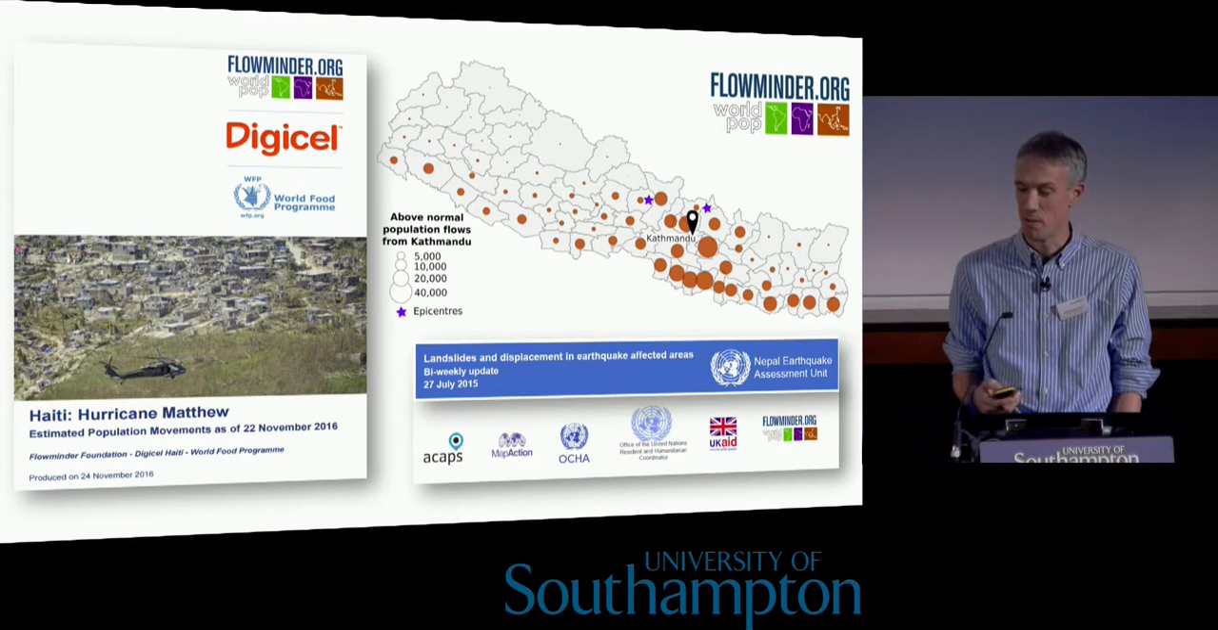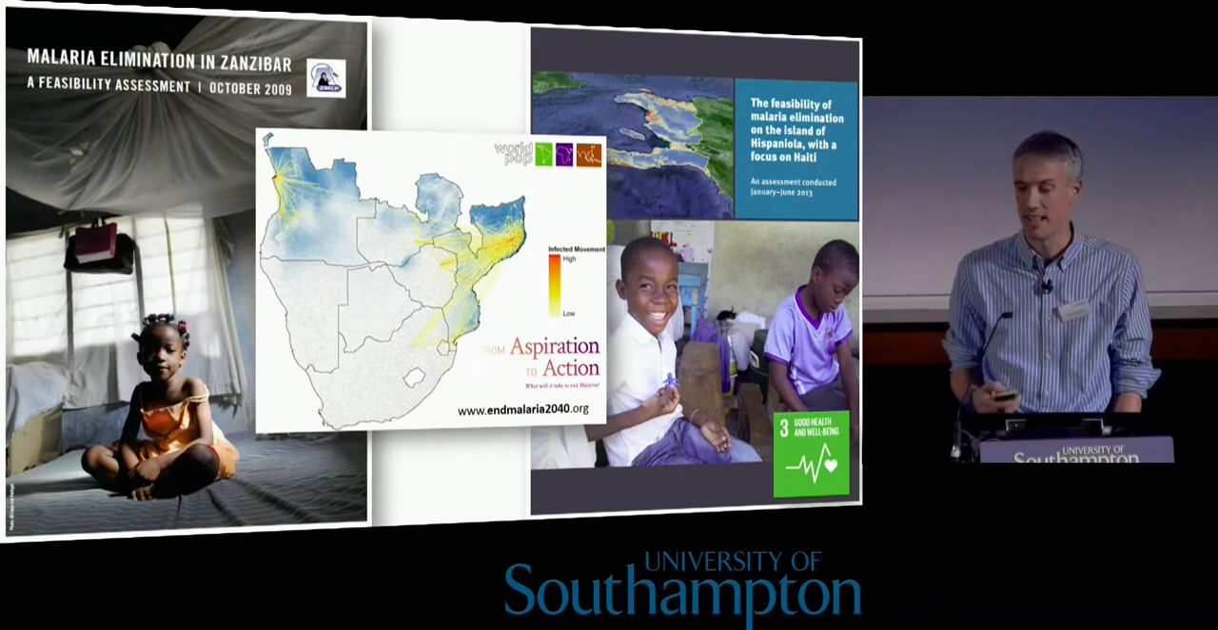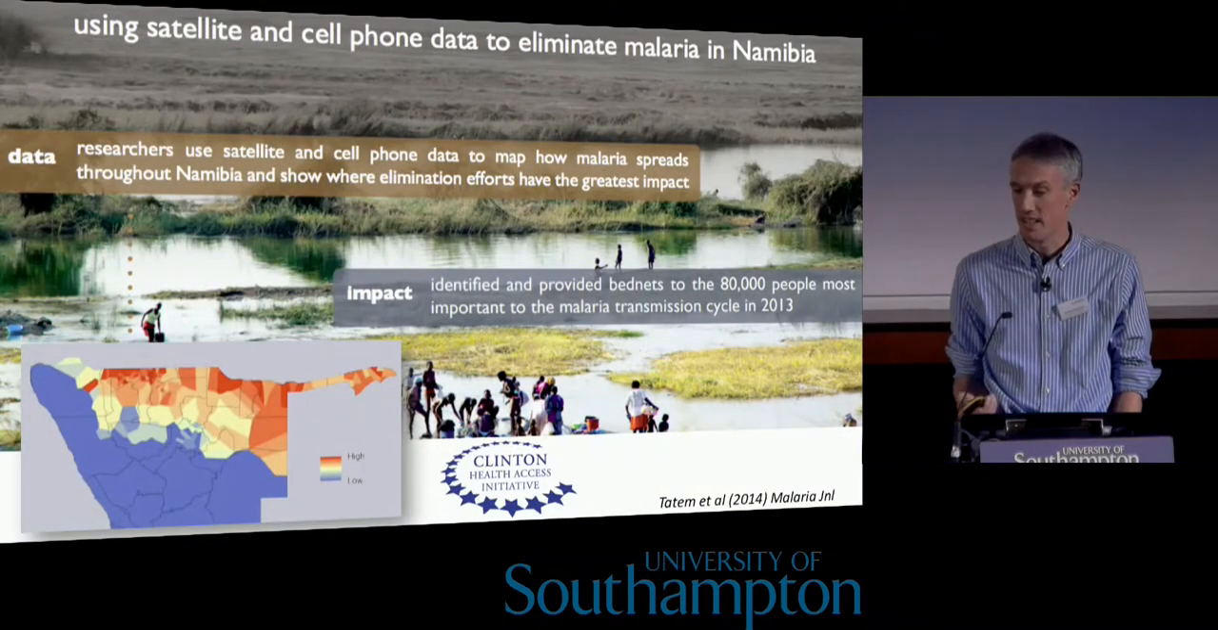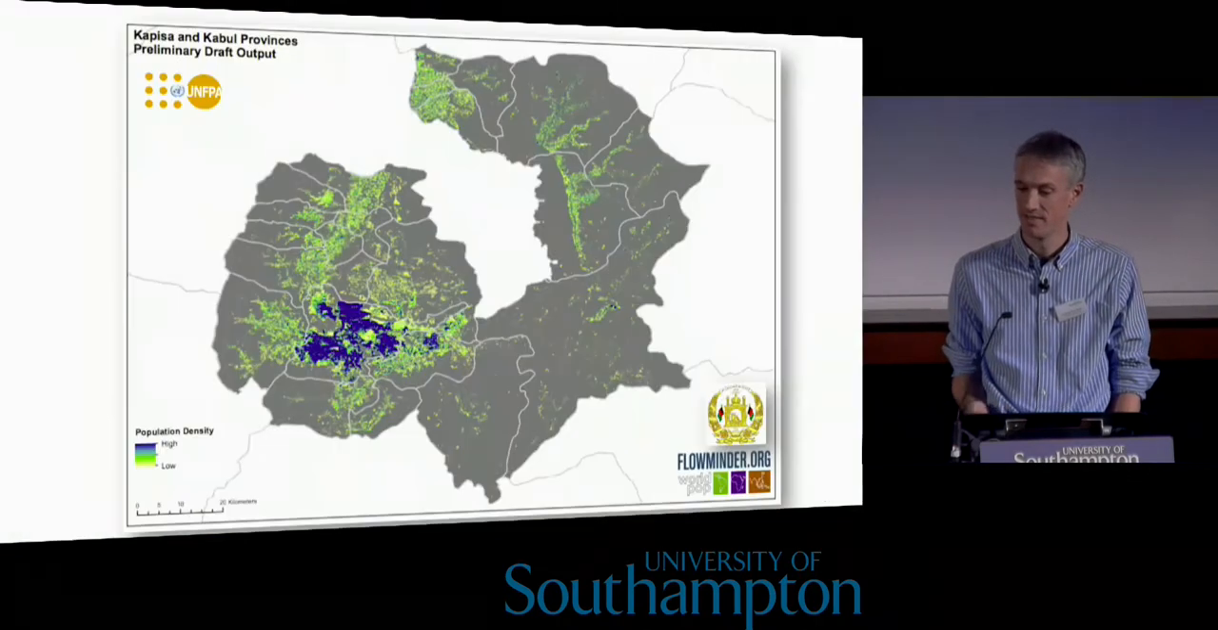In the disaster response world, the mobile data is now becoming commonplace to look at where people are being displaced. And in terms of disease elimination, understanding how regions are connected and how diseases are being imported to different locations is becoming commonplace. We've seen these kind of data being used to prioritize where bed nets and malaria interventions are distributed. And in terms of those population data sets, they are now forming the basis of national statistics.